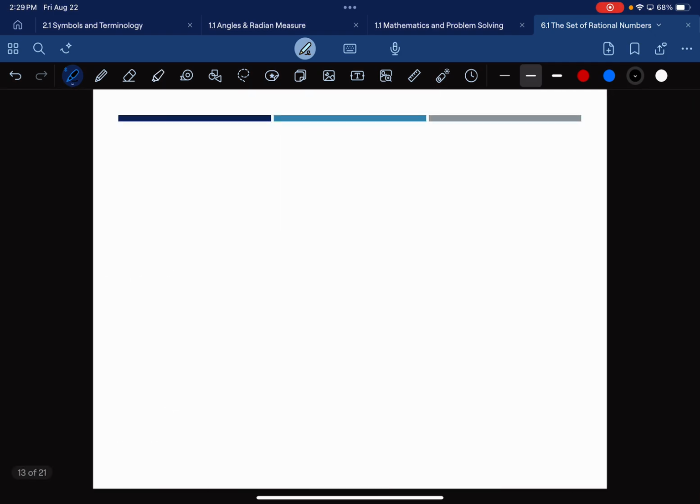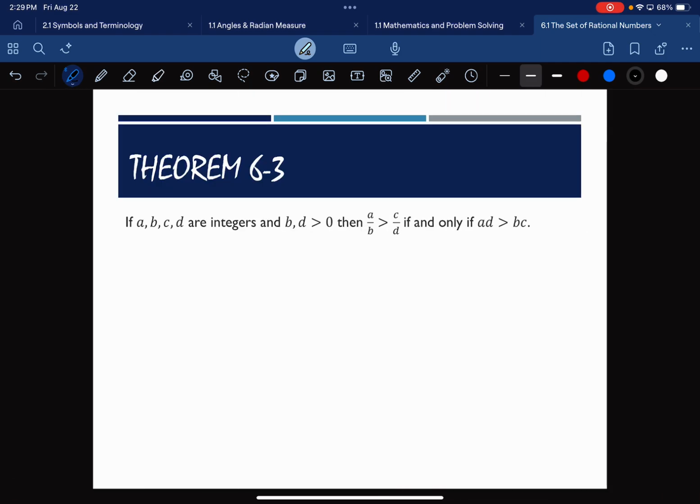All right, so not only can we take a look at whether fractions are equal, but we can also determine which one's bigger than the other one. Okay, so if they're not equal, which one's larger? This one actually tells us that if you have one fraction larger than the other, so this one's got a over b on the left, and it is bigger than the c over d on the right, then if you do this cross multiplication like we did in theorem 6.2, the inequality will go in the same direction.